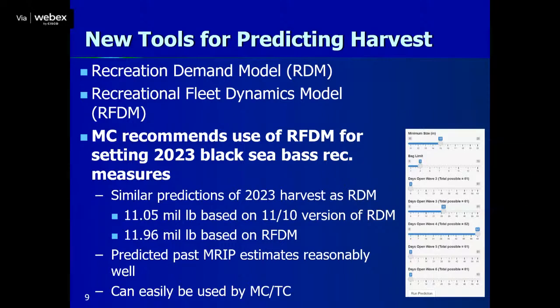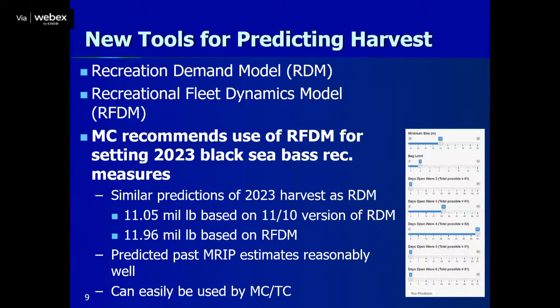So as was previously mentioned, the 2 model results were presented to the monitoring committee, and then the recreational demand model, or RDM, results were later modified. Based on the results discussed at the monitoring committee meeting, the 2 models produced very similar estimates for black sea bass, as you can see on the screen here. The previous version of the RDM that the monitoring committee considered estimated 11.05 million pounds of black sea bass harvest in 2023 if the measures remained unchanged, and the RFDM estimated 11.96 million pounds.